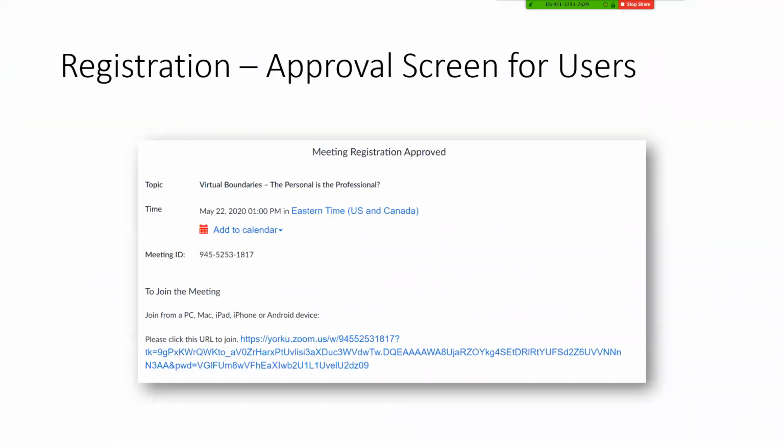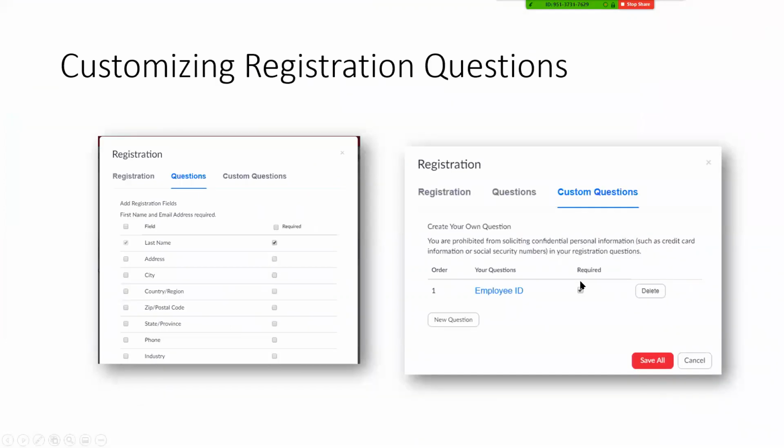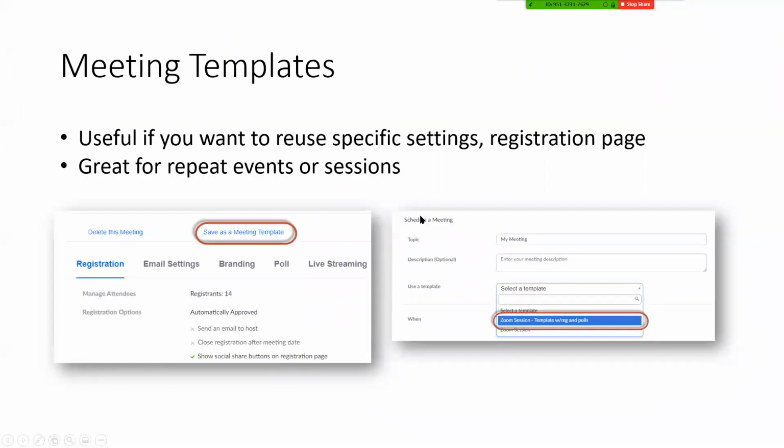Okay, and then this is what it looks like as a user. So I have filled out the registration form, and I get this reply back in my email. So to join the meeting, and then it gives me my join. It allows me to add it to the calendar and so on. Okay, we looked at all that.